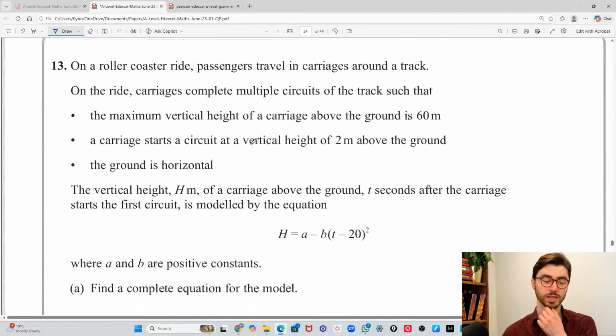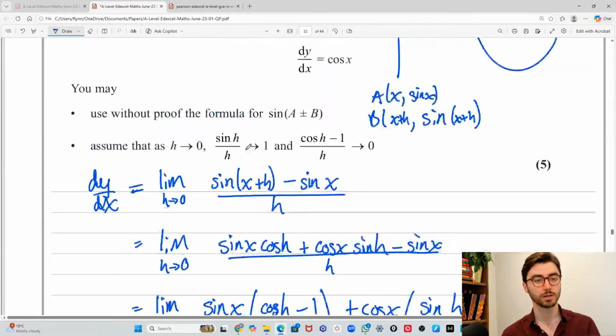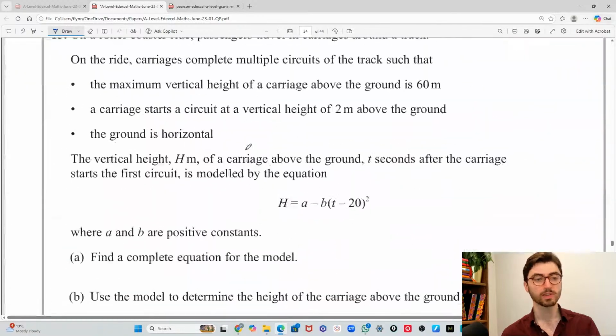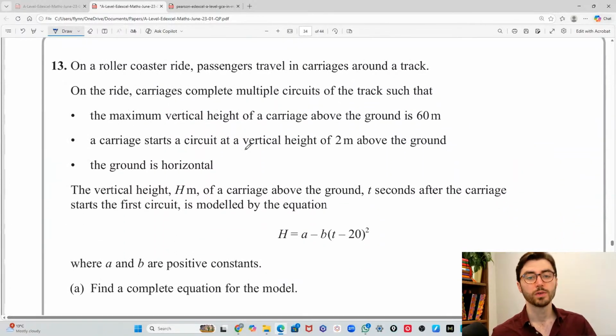Cool, so 13. Wait, did I finish? Yes, I did. Okay, so question 13. On a roller coaster ride, passengers travel in carriages around a track. The carriages complete multiple circuits such that the maximum vertical height is 60. It starts from 2. The ground is horizontal.